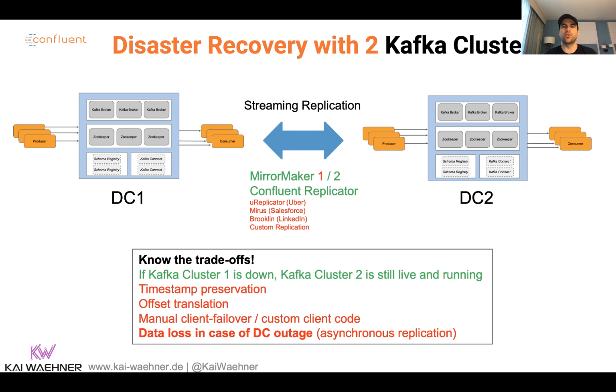But this is the big drawback in addition to the complexity like client failover and custom client coding, which you need to be aware of in this architecture. Many people, especially those who just use open source like Mirror Maker, are not aware of this drawback that you will have data loss in case of disaster.